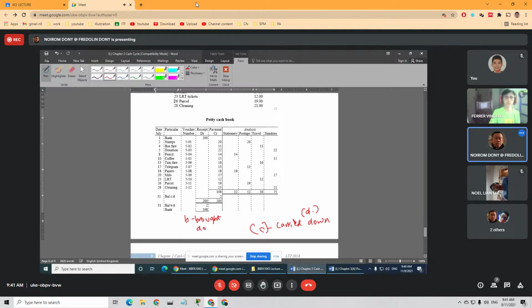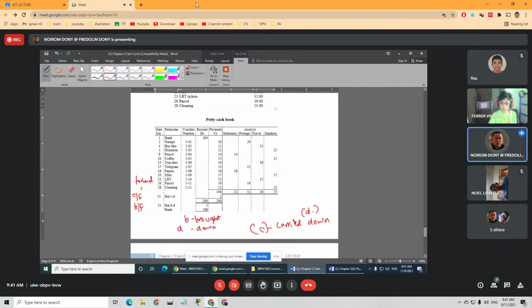So D means down, brought down. Sometimes they use CB and CF also, or BF. So F means forward, carried forward, brought forward. So those will be the possible terms. Yeah, so that is the meaning.